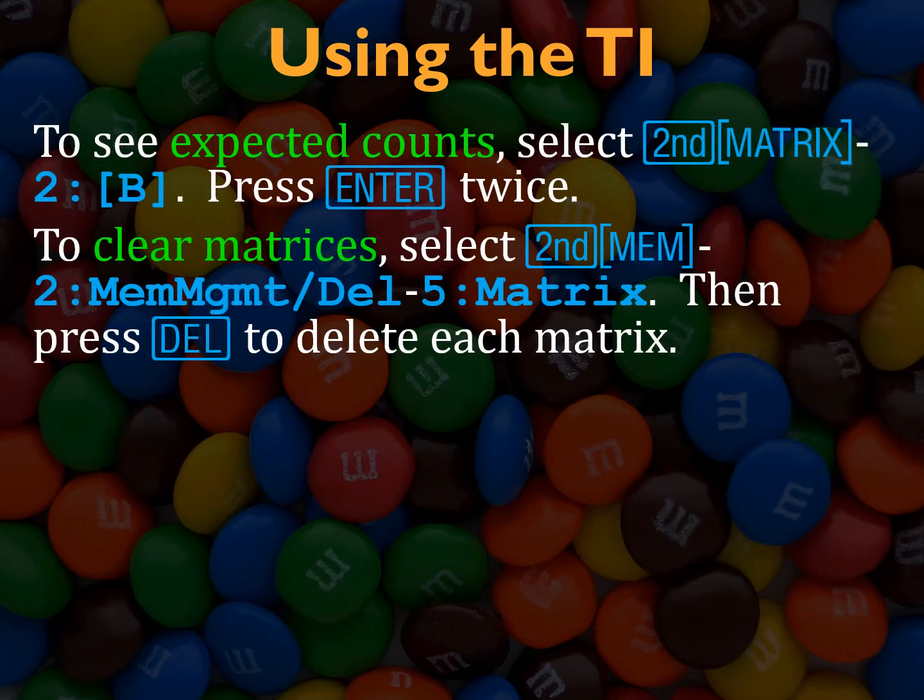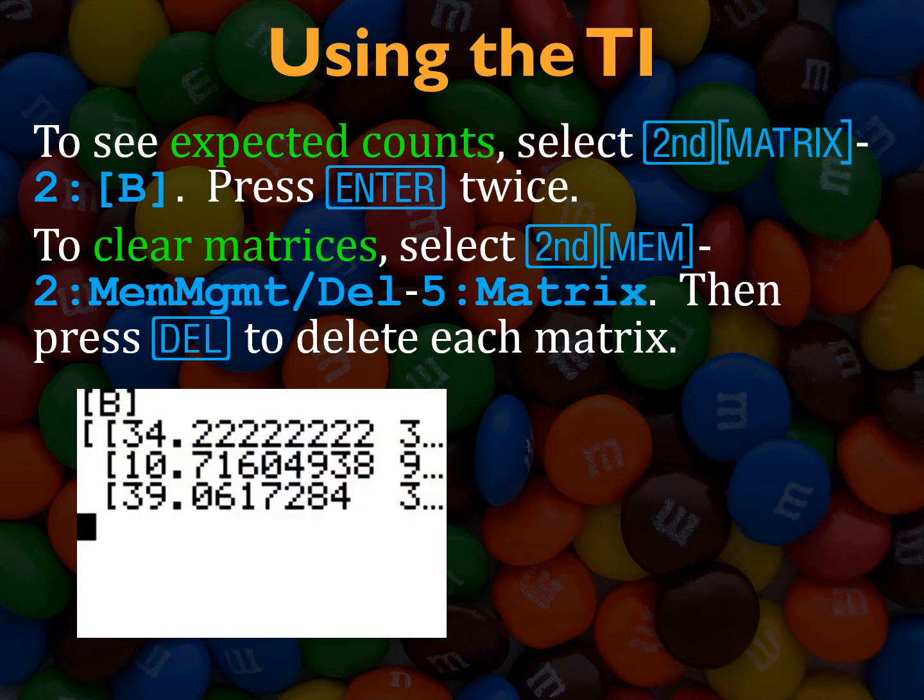So to see the expected counts, you need to go back to the matrix menu and you'll select matrix B. Press enter twice, and that's what you'll see. You'll need to scroll to the right to see the remaining expected counts. Obviously, don't write down all the decimal places, just write down a couple.